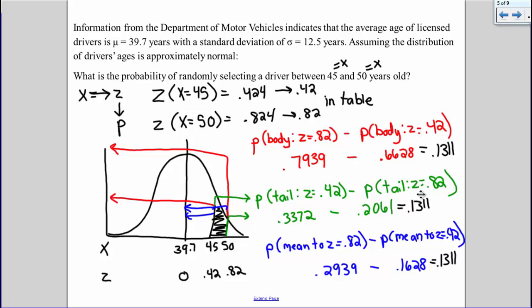So 13.11% of drivers are between 45 and 50. You have a random chance or a probability, if you randomly select a driver, you have a 13.11% chance that they'll be between 45 and 50, and the probability of randomly selecting a driver between 45 and 50 is 0.1311. Now, when you do this in practice, you don't have to do it all three ways. I just showed you all three ways so that you would get a lot of exposure to how you can use that unit normal table to find what you're interested in. You use whichever one makes the most sense to you, whichever one you're most comfortable with.